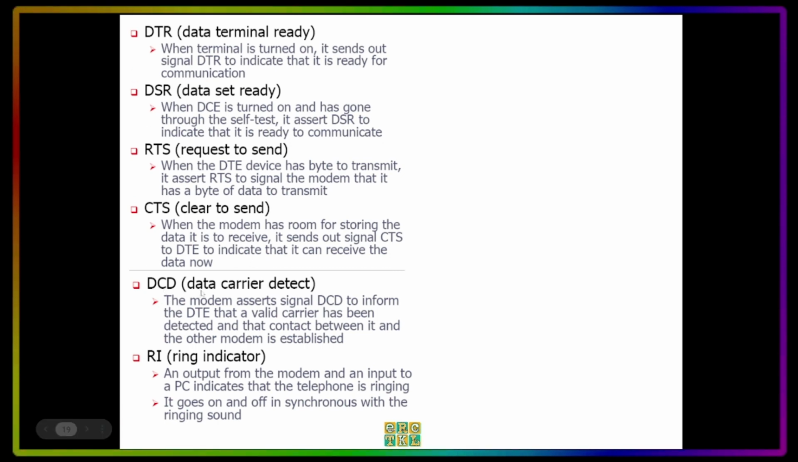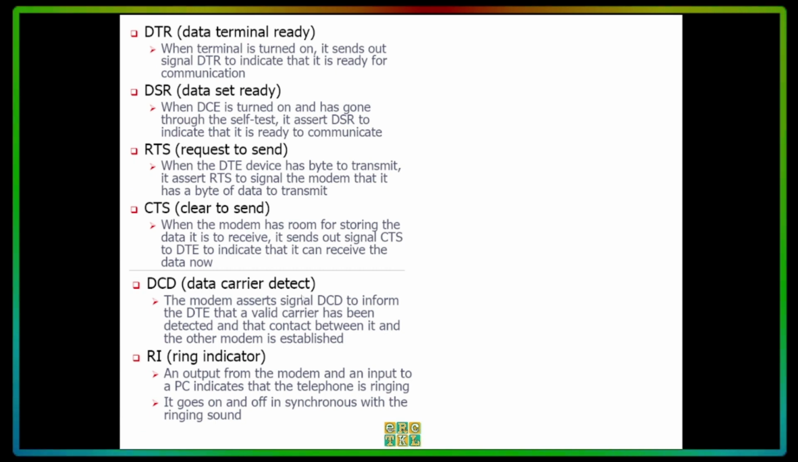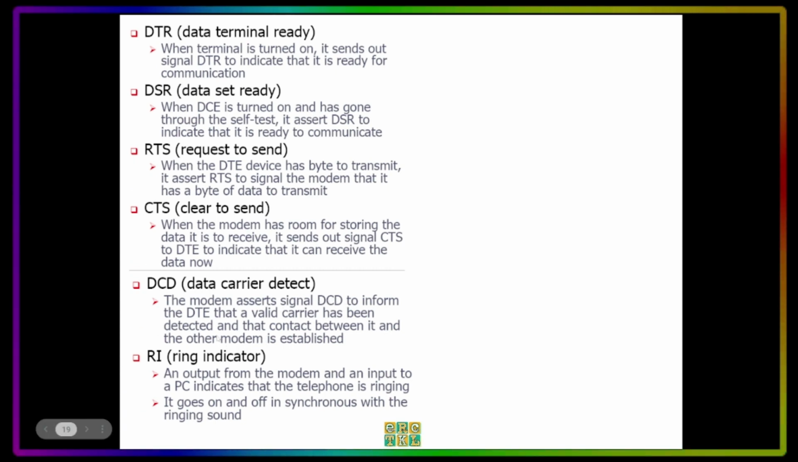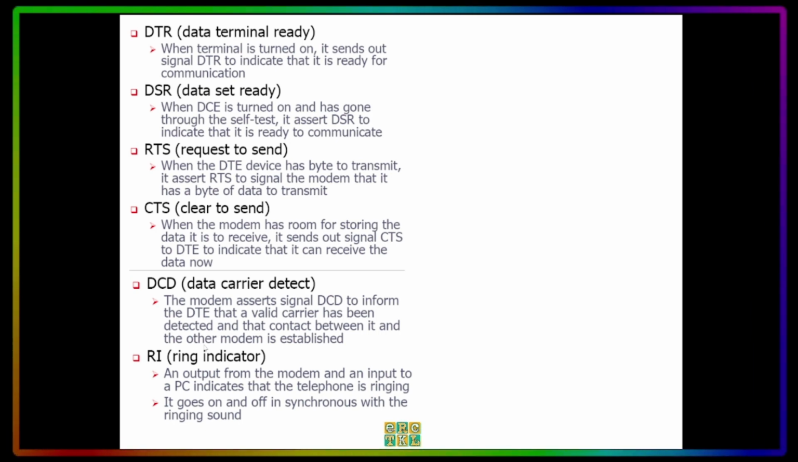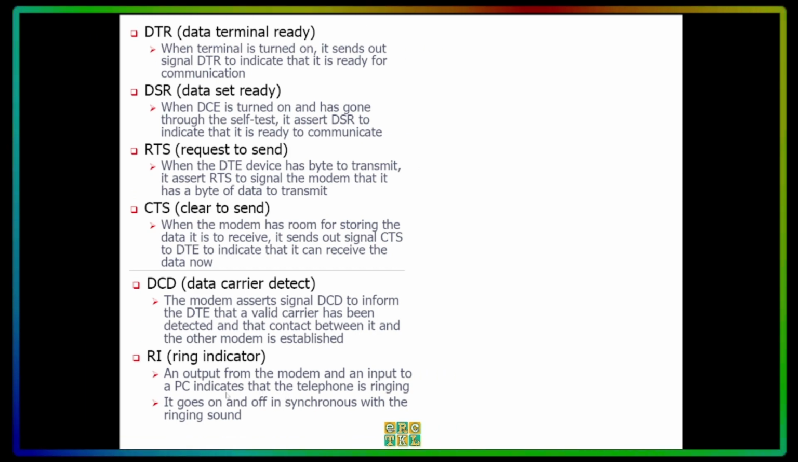The DCD stands for data carrier detect, and the modem asserts or gives the signal DCD to inform the DTE that a valid carrier has been detected and that contact between it and the other modem is already established. The ring indicator is an output from the modem and an input to a PC, which indicates that the telephone is ringing. And it goes on and off asynchronously with the ringing sound.